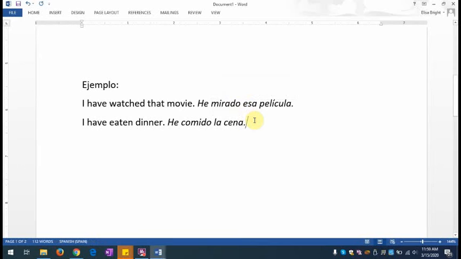Now, the sentence I have eaten dinner is very similar. Helping verb have, Spanish is he. Eaten, you can see does not end in ed. That's an irregular past participle in English. And comido.